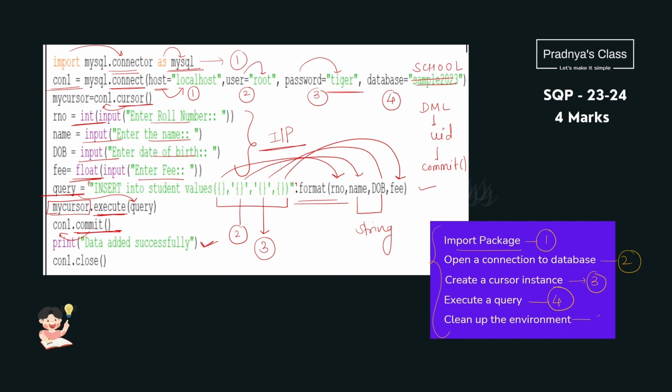Now we are at the last step, clean up the environment. For that we are using the close function, which works with the connection object. In this way our task is over. We helped Kabir to insert one record to the table through a Python program.